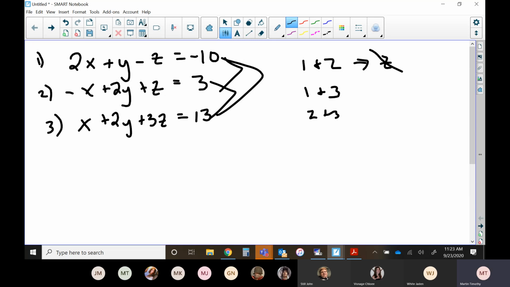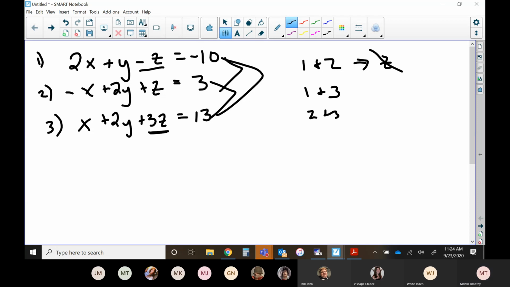Now, if I did 1 and 3, what would I have to multiply by so that 1 would cancel out with 3? 3. Why would I have to multiply by 3? Because this is a positive 3z. This is just a 1z. I'd have to multiply it by 3, so it becomes a 3z. Then they would cancel out.